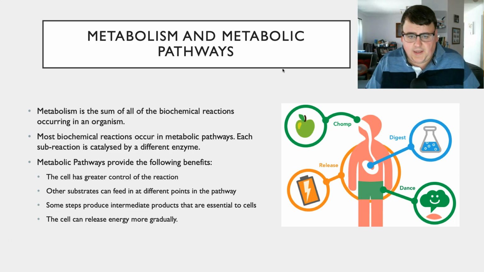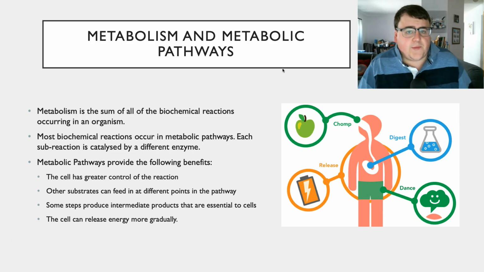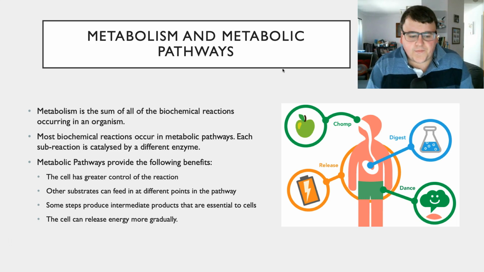Some steps in the entire metabolic pathways will produce intermediate products. Now, those intermediate products can actually be used in different parts of the cell, so they're going to help build up other molecules. And lastly, the cell releases energy more gradually, so it doesn't need all of the energy to start. So we're essentially reducing the activation energy by doing it in smaller steps. We'll talk about these again in a future slide, but these are just the outline of the benefits of having metabolism in small organized steps, such as metabolic pathways.